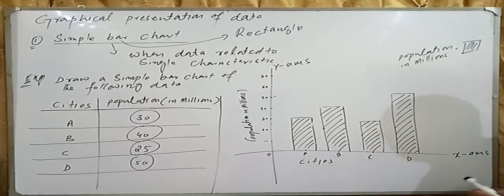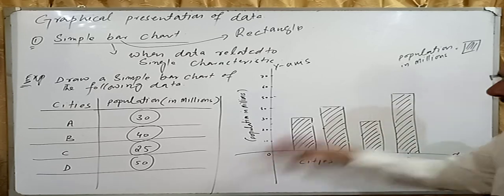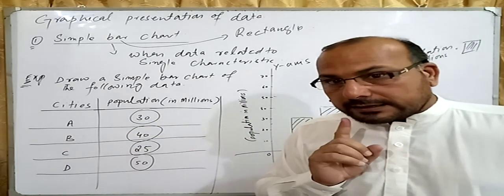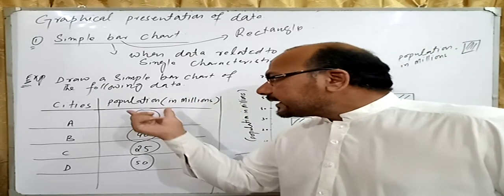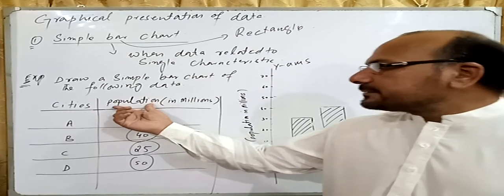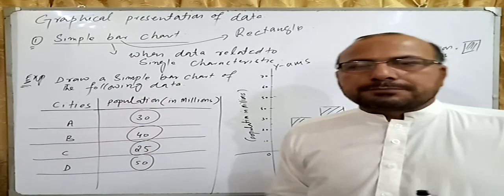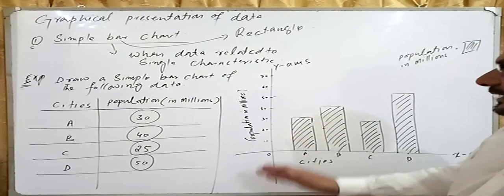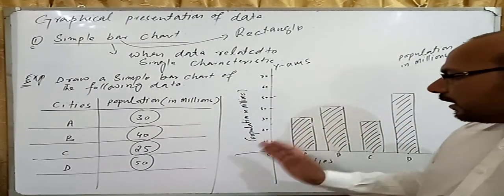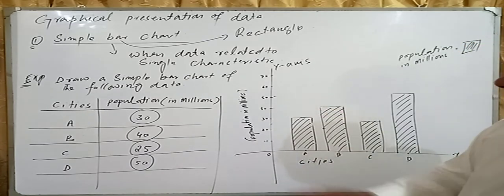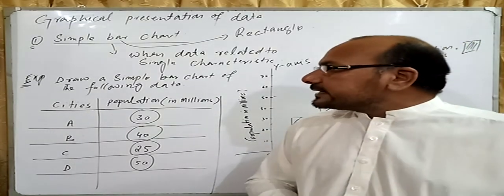Then you can arrange it like this, so it will be very easy to understand. On the x-axis we have cities, on the y-axis we have population. So this is the way that you can represent a data by simple bar chart. Remember again that if a data is related to a single characteristic, here we have population, population is a single characteristic, that's why we can represent it by making simple or separate bars that will represent the data. So by this way you can represent the data.